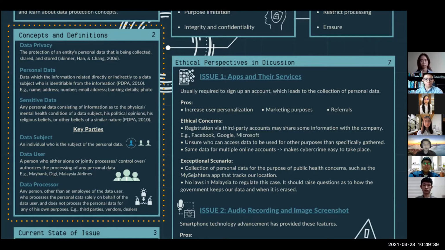Lastly, data processor is described as any person other than an employee of the data user who processes the personal data solely on behalf of the data user and does not process the personal data for any of his own purposes. Examples of data processors include third parties, vendors, and dealers.